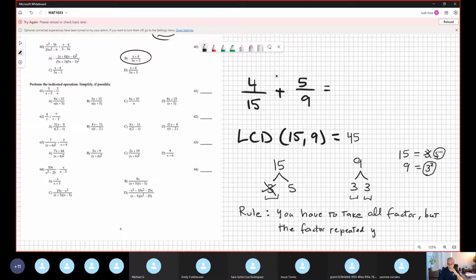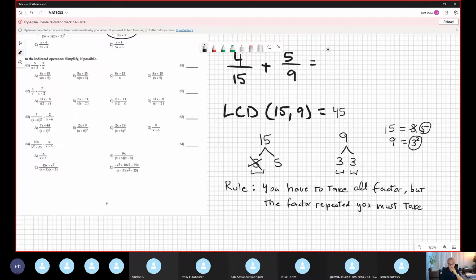You have to take, or you must take, the majority of them. Now this is more clear.